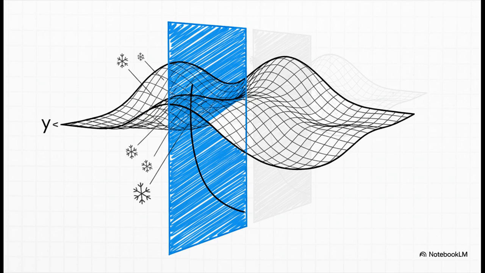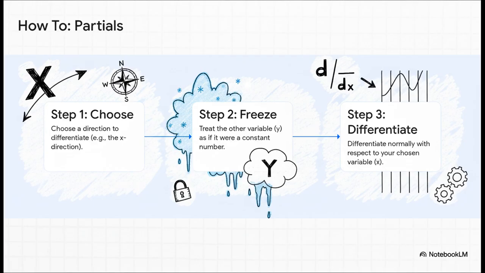And here's the secret that makes this whole thing surprisingly easy. When you want to find the partial derivative with respect to x, you just treat y like it's a constant. Seriously, just pretend it's a number, like 5. Freeze its value, and then all the rules you already know about regular derivatives just apply perfectly. Let's actually break that down. First, you pick a direction, let's say the x direction. Then, you look at your function, and you just mentally lock down the y variable. Just think of it as a fixed number.